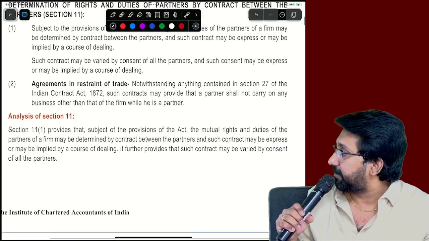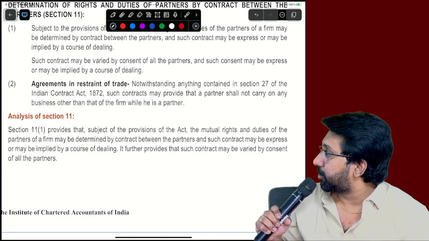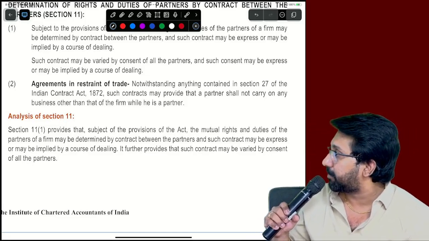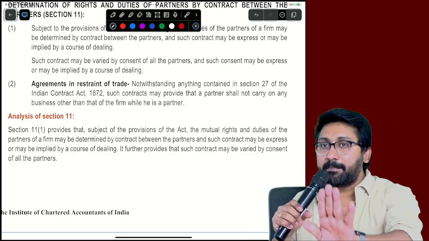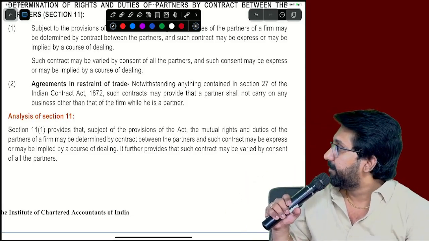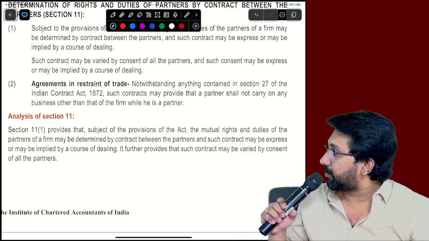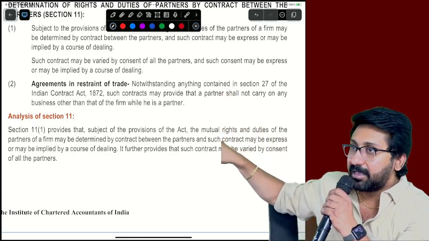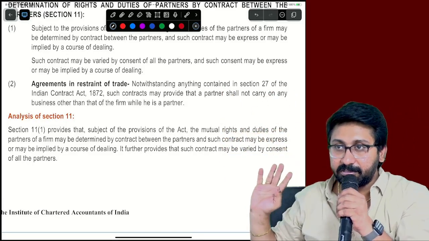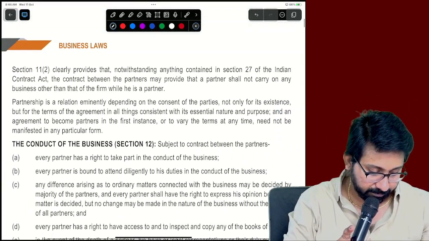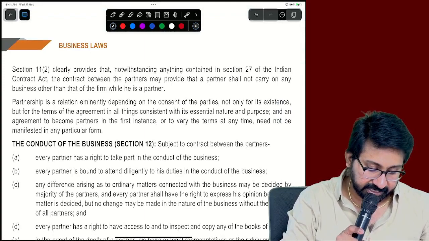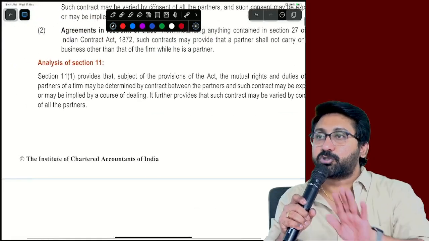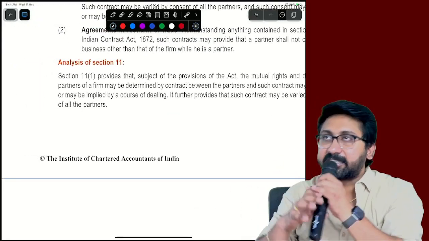First read the analysis. Section 11 provides that, subject to the provisions of this Act, the mutual rights and duties of the partners of a firm may be determined by contract between the partners, and such contract may be expressed or implied by the course of dealing. It further provides that such contract may be varied by consent of all the parties. Sir, is there any difference between this and the section? In the analysis they have written it in simple language. So, nonsense. Down below, Section 11(2). Why did I make you read the analysis? To show you that there is nothing great in this analysis. They have just written what is there in the section one more time.